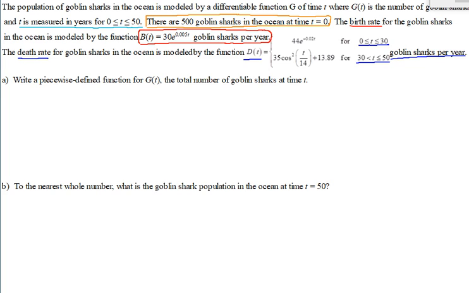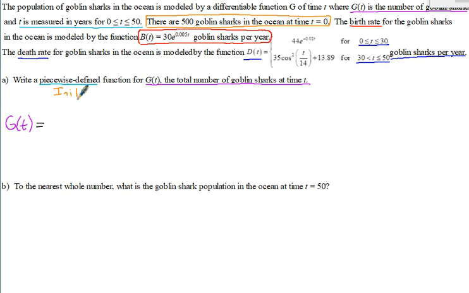So part A says write a piecewise defined function, so they give you a clue, it's got to be piecewise, for g of t, which remember they told us is the number of goblin sharks at time t. So to write a function for g of t, notice the first thing we'd have to account for is how many goblin sharks are in the ocean to begin with, and so that's our initial amount.